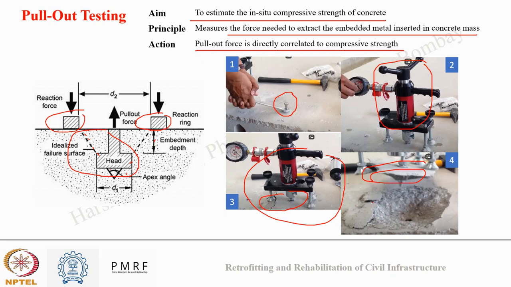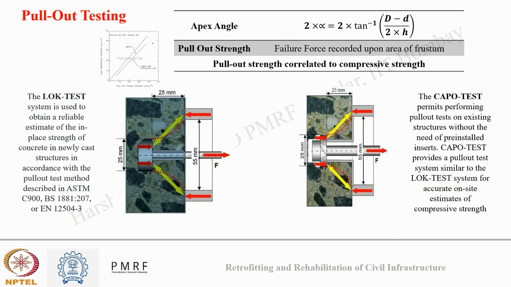Okay, now, how do we quantify? First, we calculate the apex angle, the angle at which the failure happened. Then, we calculate the pull-out strength by dividing the failure force recorded by the area of the frustum. And finally, we relate the pull-out strength with the compressive strength of concrete.